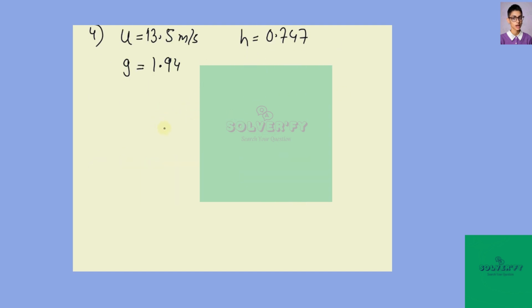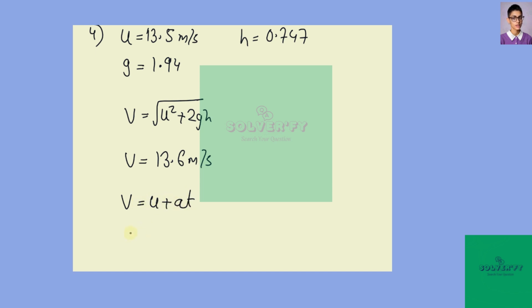In this case, we know that v is equal to the square root of u squared plus 2gh. Plugging in the values, we get v as equal to 13.6 meters per second. Now we will use v is equal to u plus at. If we plug in the values and calculate, we get t as equal to 14.26 seconds. So v is minus 13.6, which is equal to 13.5 minus 1.94 times t, and solving this we get this. I hope you find the solution useful. Thank you.